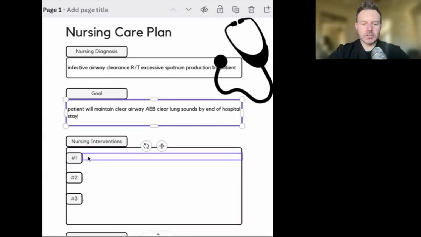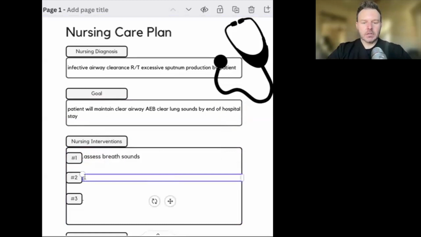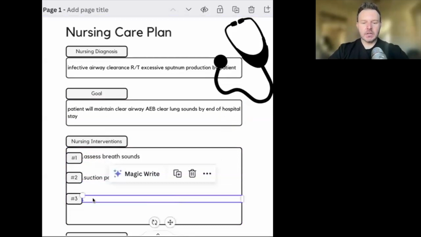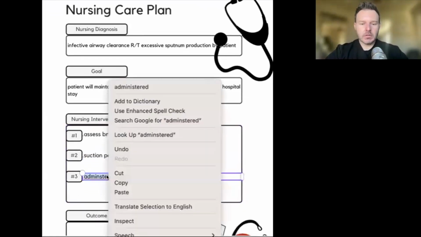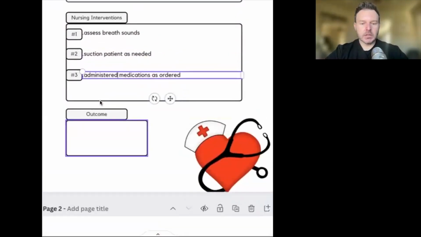So now let's go ahead and move on to a nursing intervention. What can we do to help with that goal? How about assess breath sounds? That's an easy one. All right. So excessive mucus production. We want to clear that airway. How about suction the patient as needed? We can do that. Okay, what else can we do? Administer medications as ordered, right? Our DuoNeb, our steroids, as mentioned before. Okay. Not the best speller, as y'all can see here.